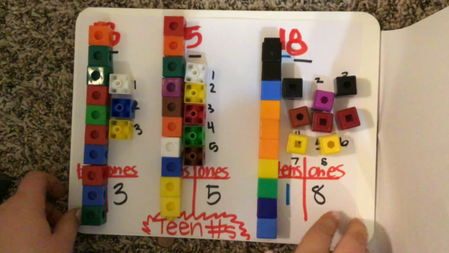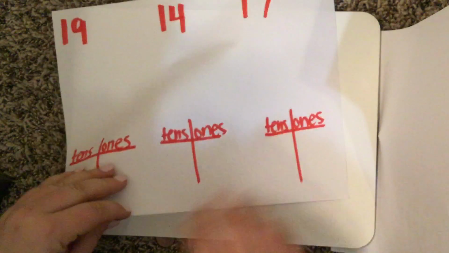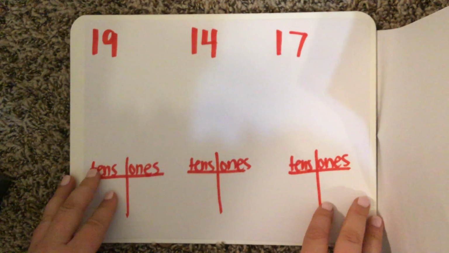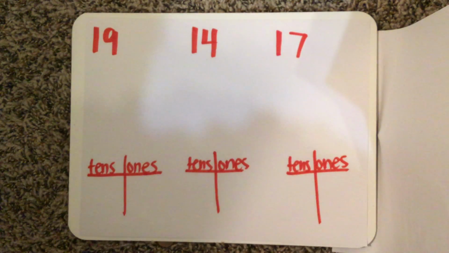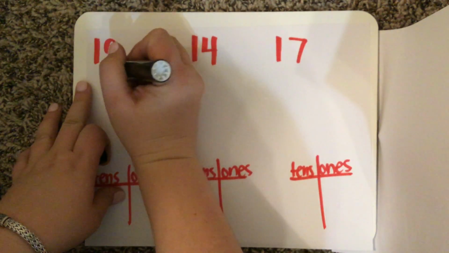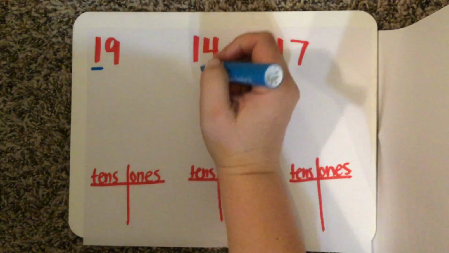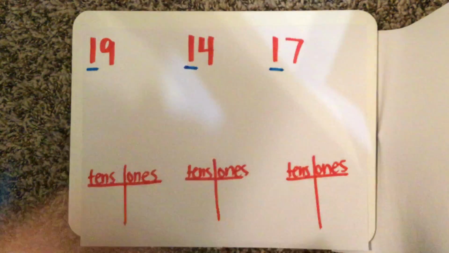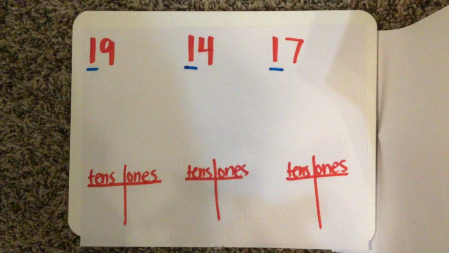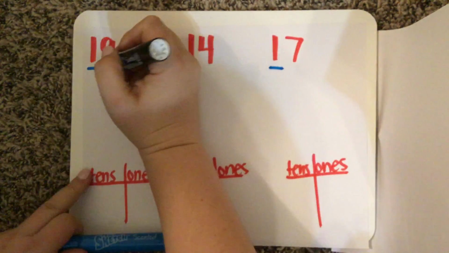So we're going to do a couple other ones. If you don't have cubes, this one I'm going to show you how you can draw this out quickly and understand it the same way. So we know that in each number there is a 1 in the tens place, because these are all teen numbers as well, 19, 14, and 17, and then a different number in our ones place.